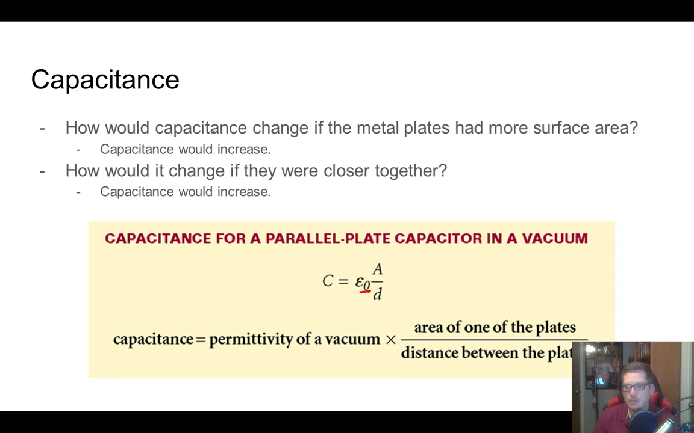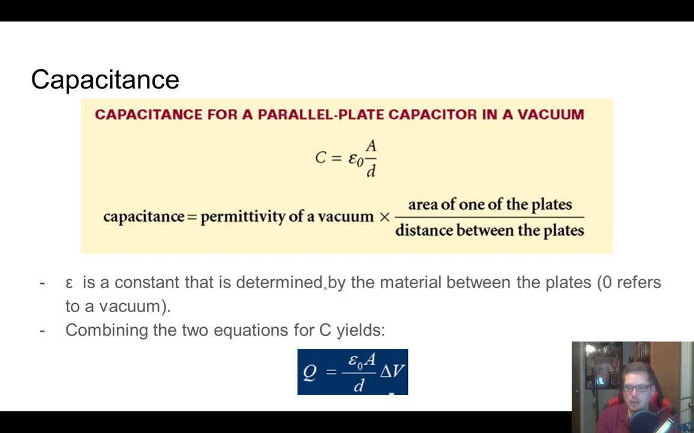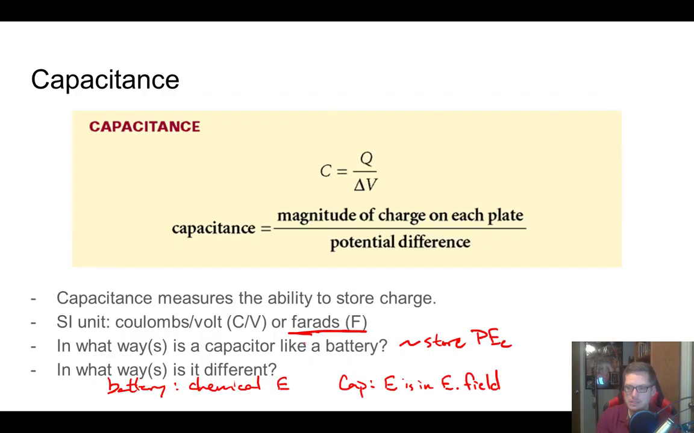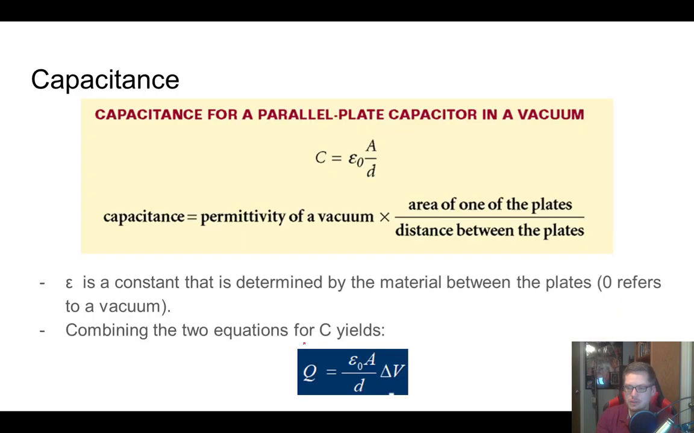So now we ask, how would capacitance change if the metal plates had more surface area? Well, that means our capital A would get bigger, so our capacitance would get bigger. The next one asks, how would it change if they were closer together? Well, that means the d value would get smaller, so we're dividing by a smaller number, so overall the capacitance would get bigger. And this just explains it: they've taken our two formulas for C, set them equal to each other, and solved for Q. So we can use this to solve for Q on a capacitor without actually having the capacitance. Kind of handy.